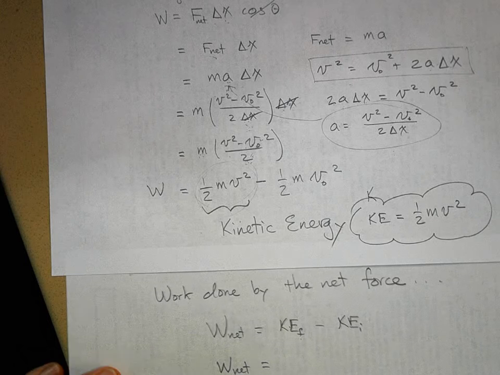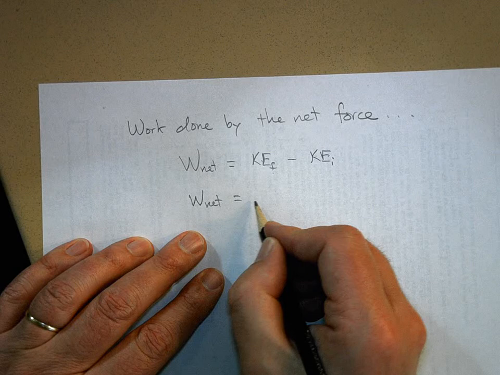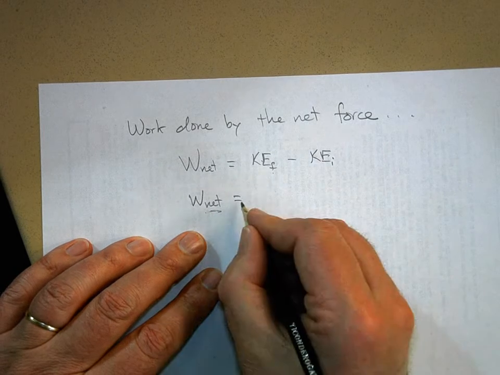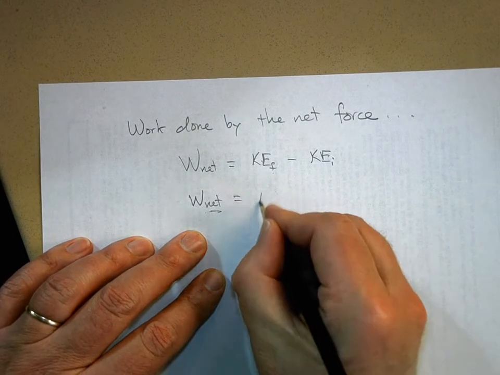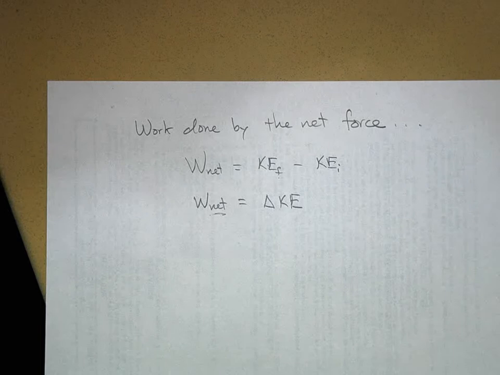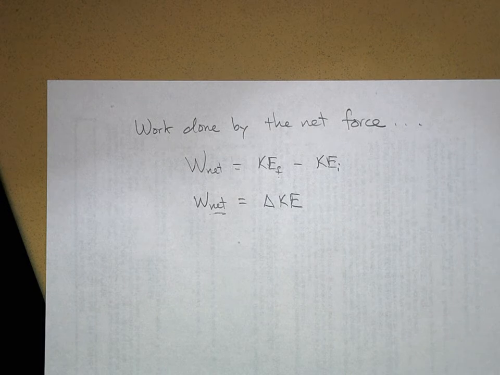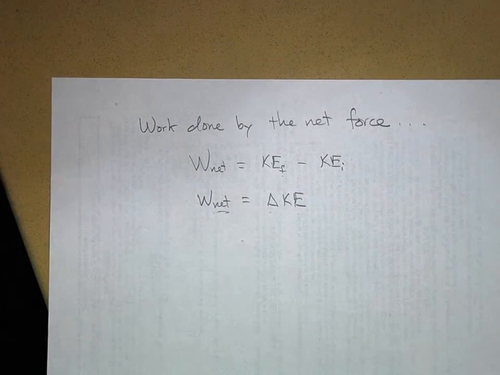Well, this is the work-energy principle, or theorem: the work done by the net force will be exactly equal to the change in kinetic energy of our object. So if you look at an object and you look at all the forces acting on the object, you figure out what the net force is, and it's displacing through space, and you want to know how much work is being done by that net force. Well, that work done by the net force will change the kinetic energy of an object. Okay?